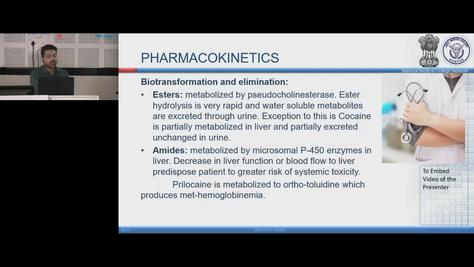Biotransformation and elimination. Esters are metabolized by pseudocholinesterase. Ester hydrolysis is very rapid, and water-soluble metabolites are excreted through urine. Amides are metabolized by microsomal P450 enzymes in the liver. Decrease in liver function or blood flow to the liver predisposes the patient to a greater risk of systemic toxicity. Prilocaine is metabolized to orthotoluidine, which produces methemoglobinemia.